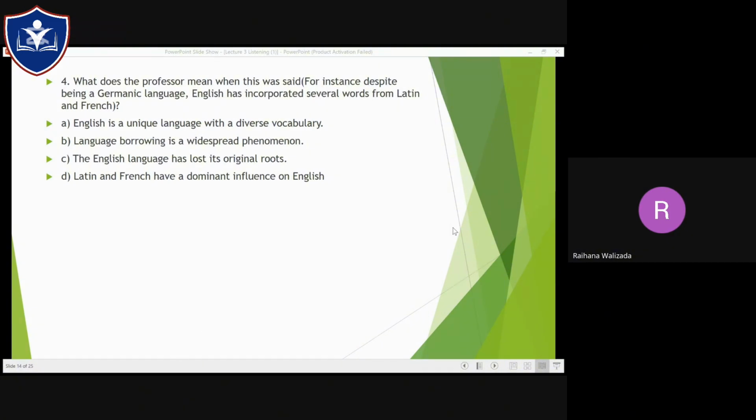I think we only had one B before, Medina Amini. And yes, B is correct. Language borrowing is a widespread phenomenon because she was talking about the way languages get mixed into each other. They get merged into each other, and then they borrow some words from each other. So B is the correct answer. She gave the instance because of that.